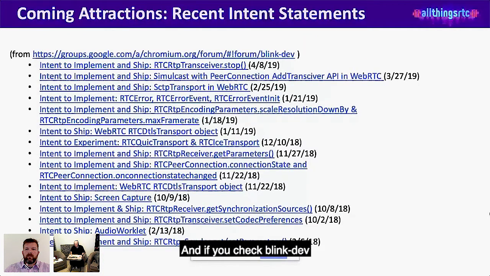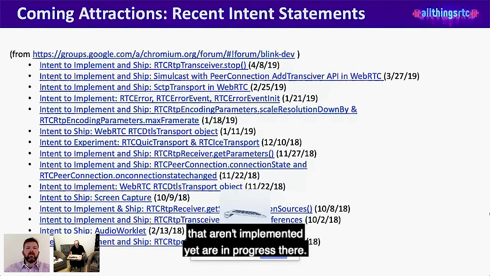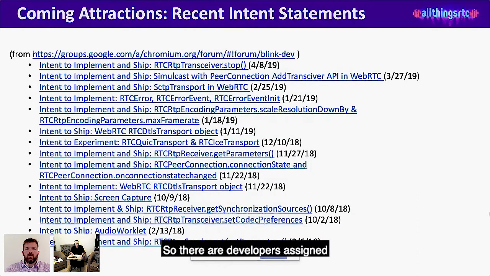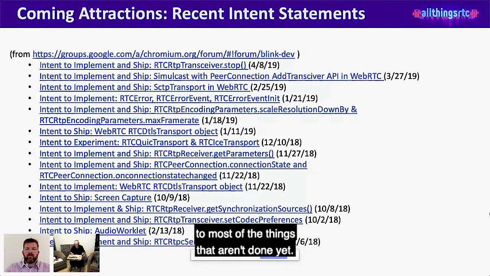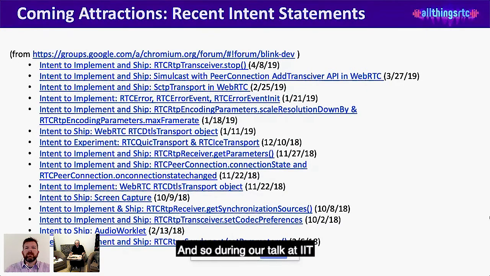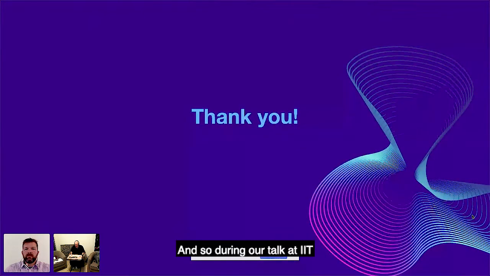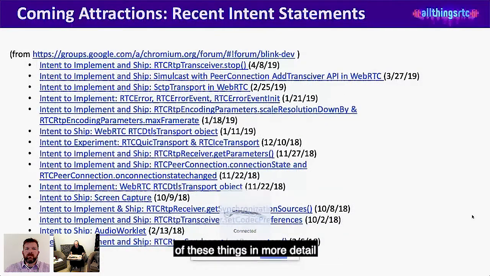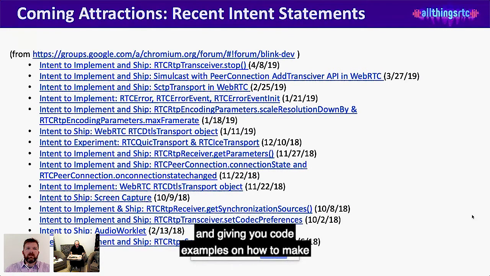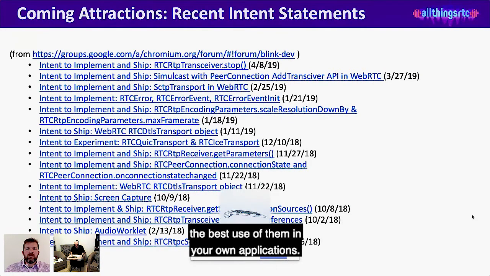And if you check Blink Dev, there are intent to implement statements that tell you what's coming next. And quite a few of the features that aren't implemented yet are in progress there. So there are developers assigned to most of the things that aren't done yet. And so during our talk at IIT, we're going to be going over the status of these things in more detail and talking about how to use them and giving you code examples on how to make the best use of them in your own applications.